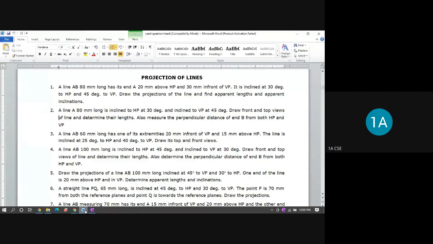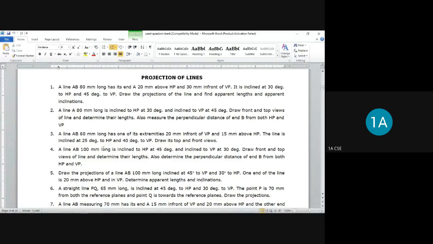So second problem, if you look here, a line 80 mm long is inclined to HP at 30 degrees and inclined to VP at an angle of 45 degrees. Draw the front and top views of the line and determine their lengths. So it is similar to problem number 1, right? And also measure the perpendicular distance of endpoint B from both HP and VP, in the sense from the reference line XY you have to take.